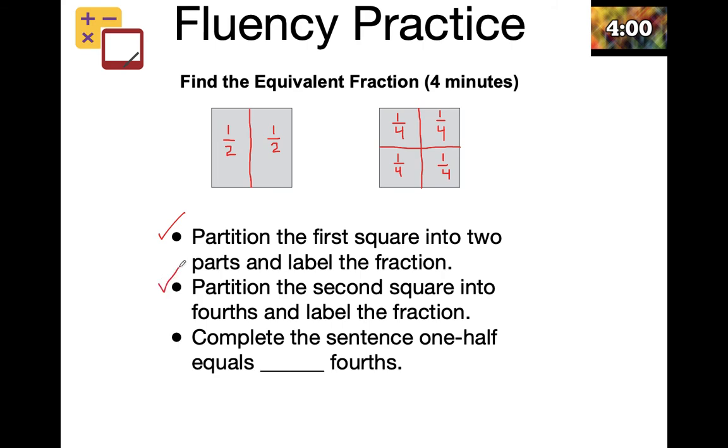Now the last part, it says to complete the sentence, 1/2 equals how many fourths? So 1/2, now let's use our little highlighter. So 1/2 is equal to how many fourths? 1/2, I see, is equal to 2/4. So 1/2 is equal to 2/4.